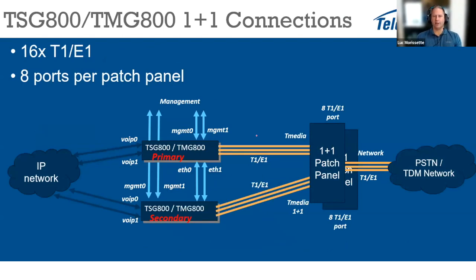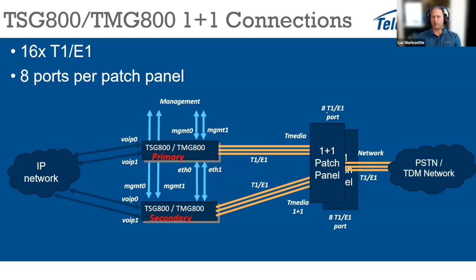And you have the same for the TMG 800 or TSG 800. The slight difference is that the TMGs 800 have two management ports. You can use one or two of them. That's fine. They have the same HA links here, VoIP 0, VoIP 1.